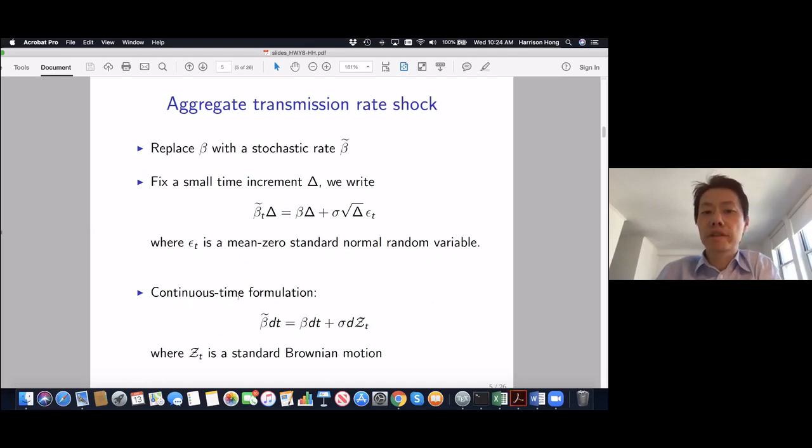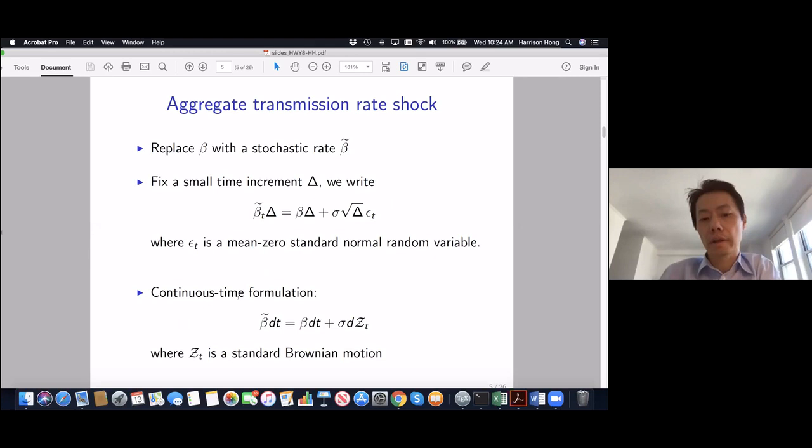So we'll go from a deterministic model to a stochastic model by simply replacing beta, the transmission rate, with a stochastic rate, beta tilde. Over some small increment of time delta, we can think about the amount of transmission as being driven by 2 pieces: a deterministic or predictable piece, which is beta delta, and also a random piece, which is captured by the random variable epsilon. So over every day, there can be random draws of this variable. You can think about these random variables as being drawn not only through time, but also across different countries or locations within a country.